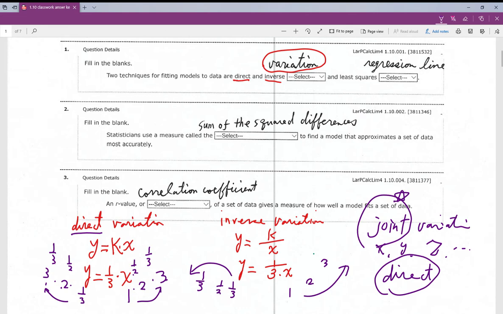Now, if you have some variation that combines the direct and the inverse together, then we call it combined variation. Always rewrite combined variation.